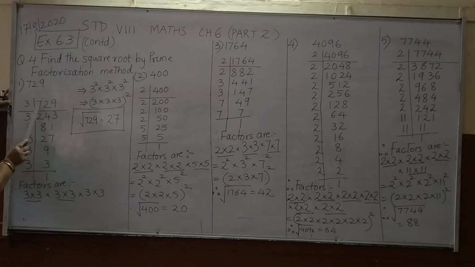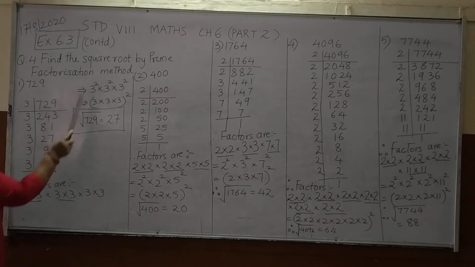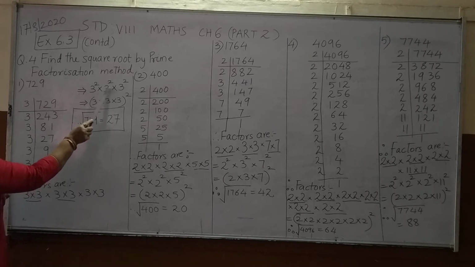3 2s are 6 division. 3 4s are 12 and 3. 3 8s are 24. 3 1s are 3. 3 2s are 6. 3 7s are 21. So we get factors. So we write down factors are 3 into 3. First group, 3 into 3. Second group, 3 into 3. Now 3 into 3 will be written as 3 square. Into 3 square, into 3 square.